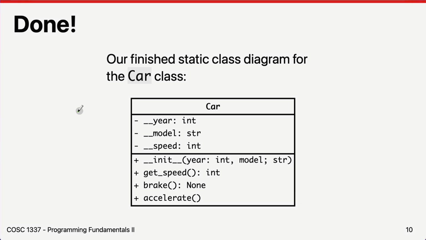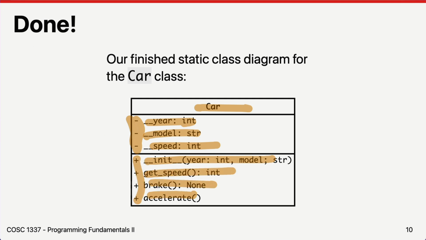And that's it. In general, in Python, we just put the class name here. We list all of our data attributes and their types. If you like types, I like types. And then we generally make them all private. Then we list our initializer and all of our methods here, and we generally make all of them public.